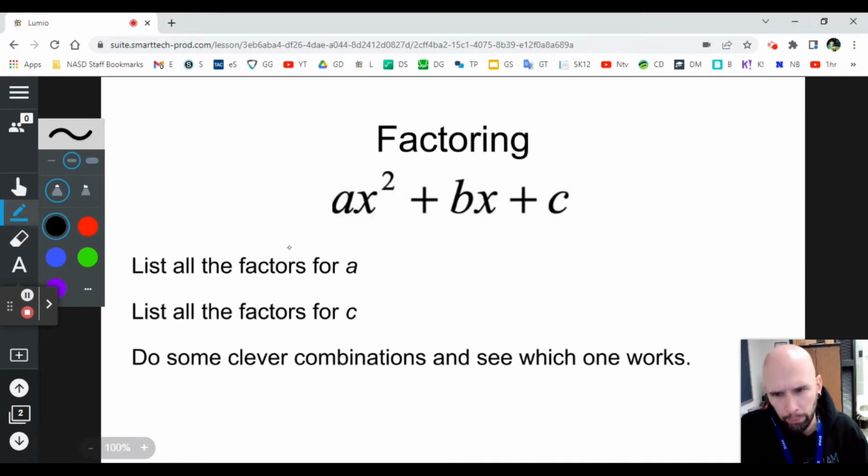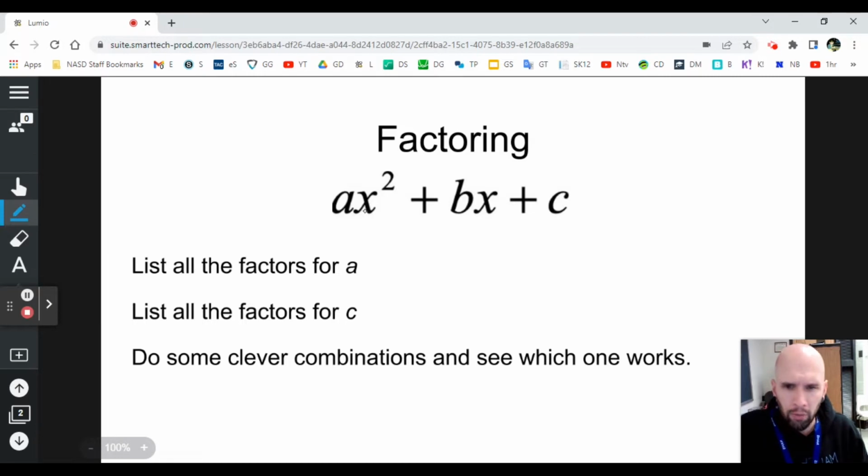First thing you're going to want to do is look at the number in front of x squared. I'm going to list out all the factors for it. I'll show you what that looks like. Then you're going to look at c and list out all the factors for that. I'll show you what that looks like. And then your job is to try to find combinations that multiply and then add up to b. So kind of a bizarre process.